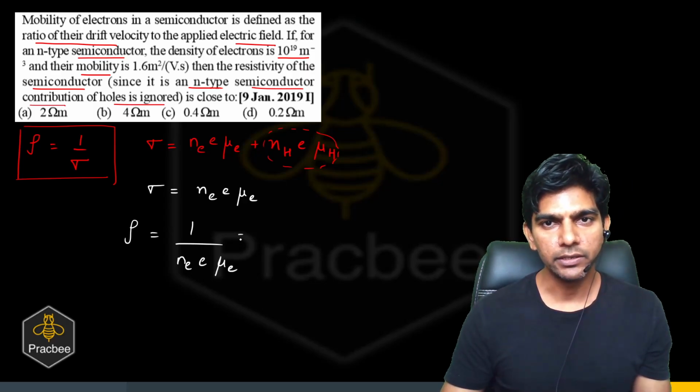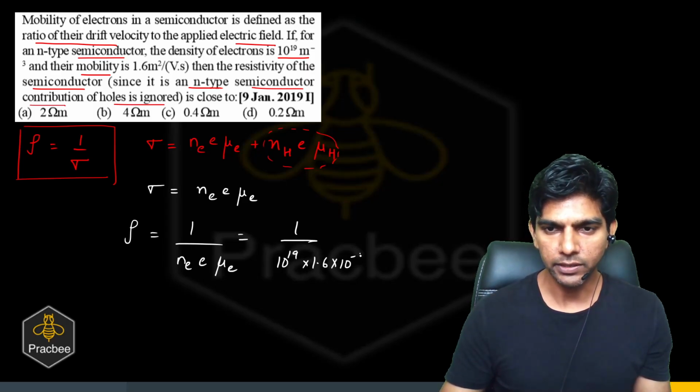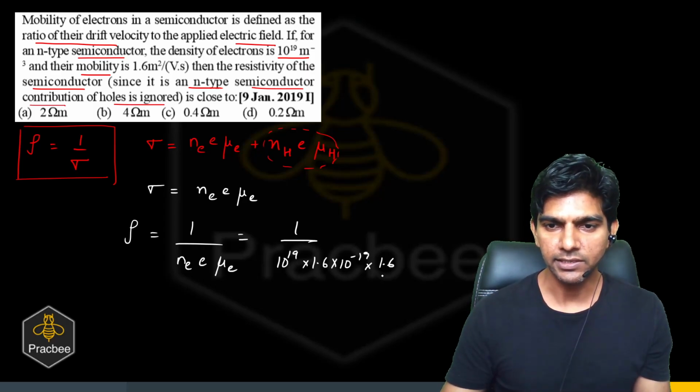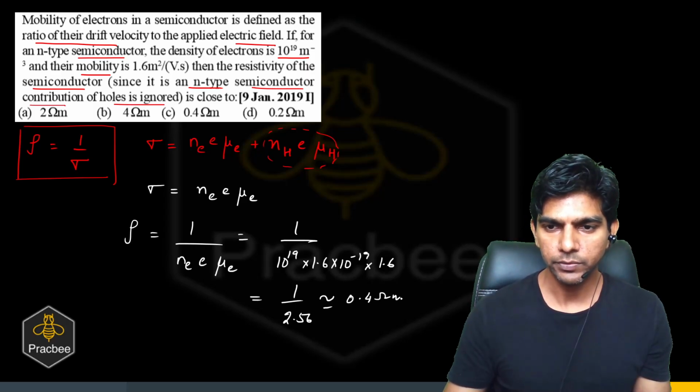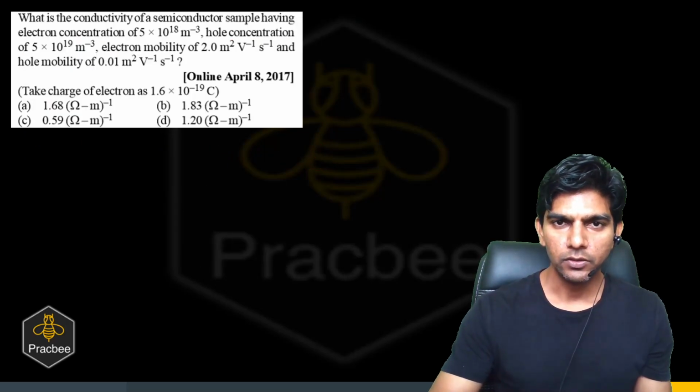Now let us plug in the values. So n_e is given as 10 raised to 19, e is 1.6 into 10 raised to power minus 19, mu is given as 1.6 in SI units. So this comes out to be 1 upon 2.56, and this is close to 0.4 ohm meter. So C is the right answer. I hope the concept is clear. Now let us see one more example.